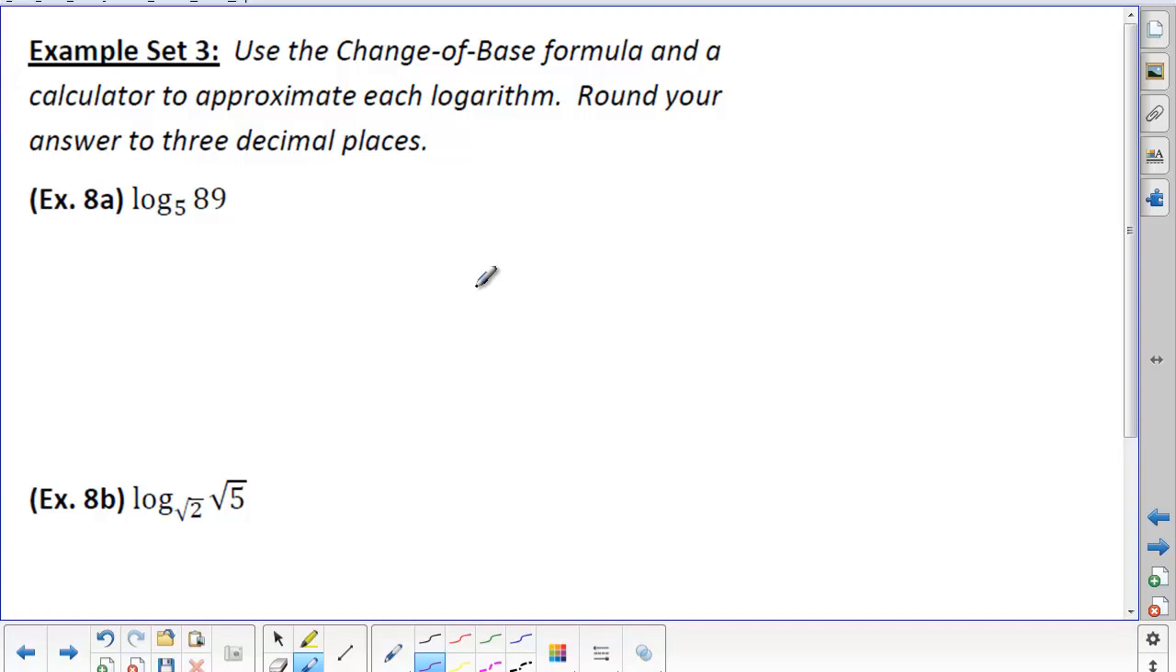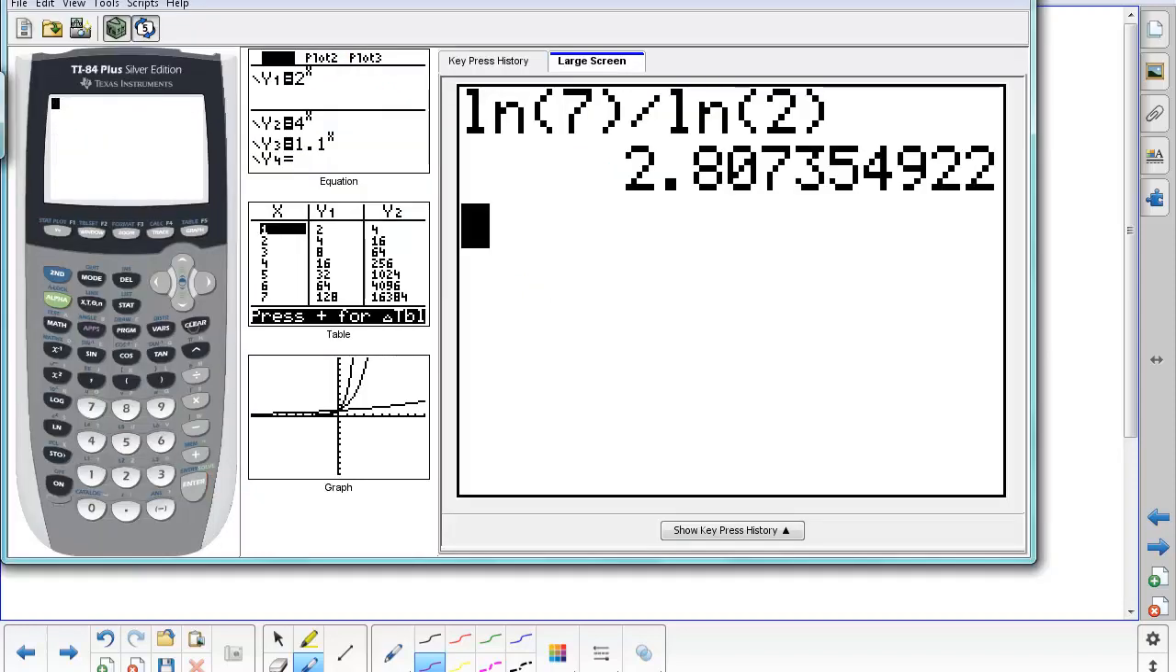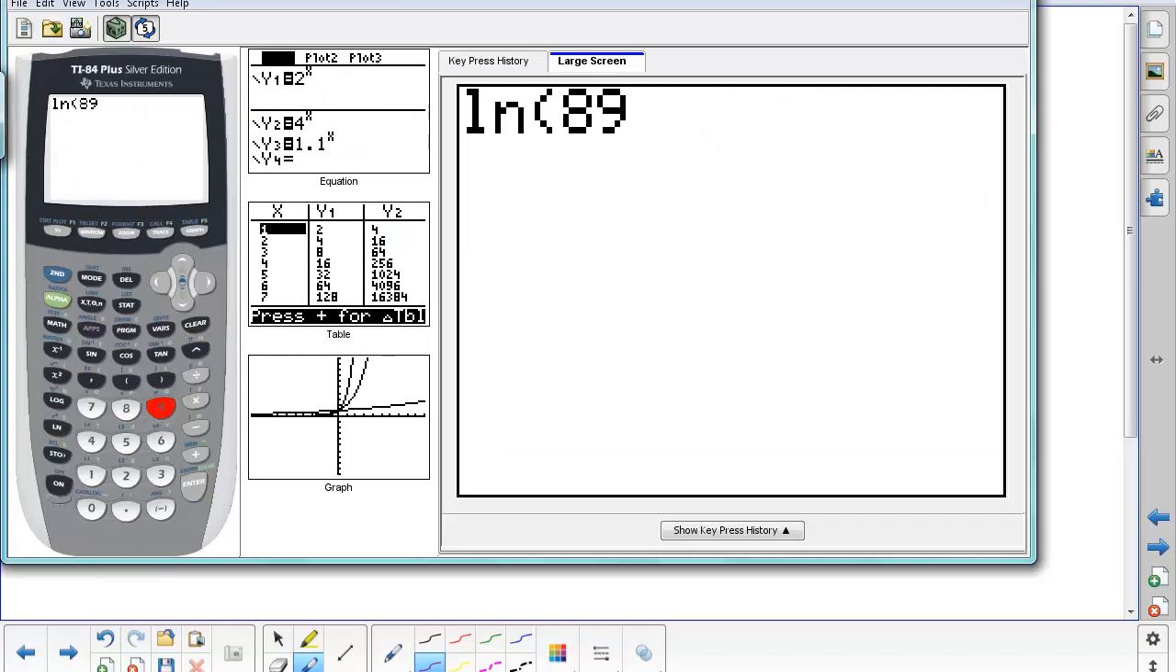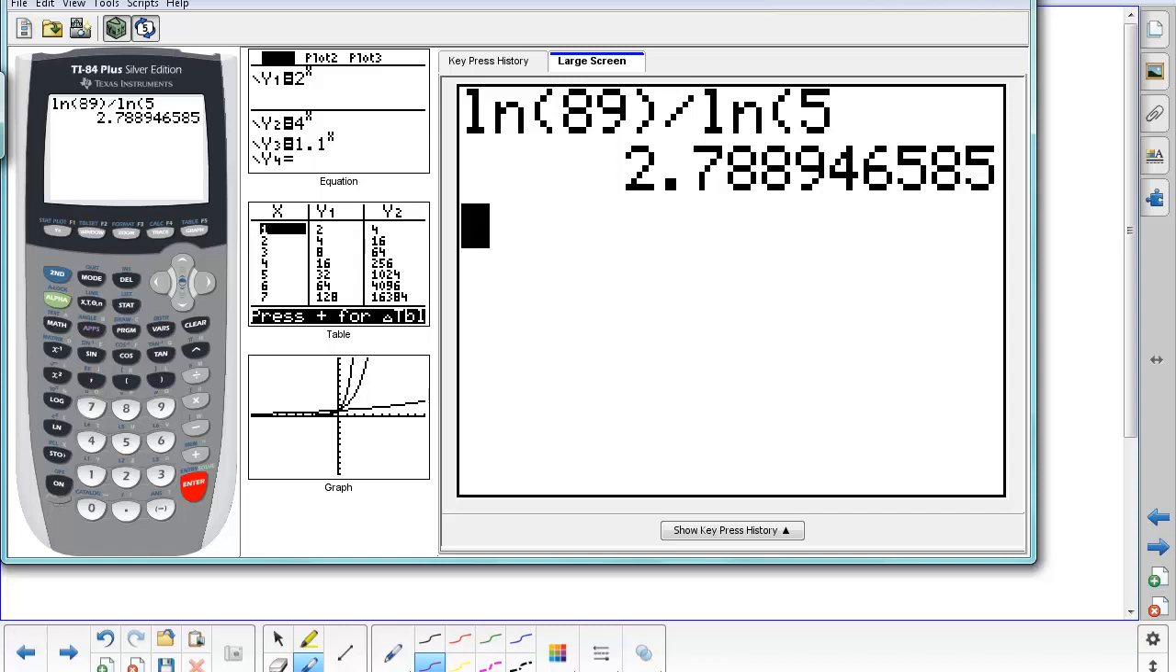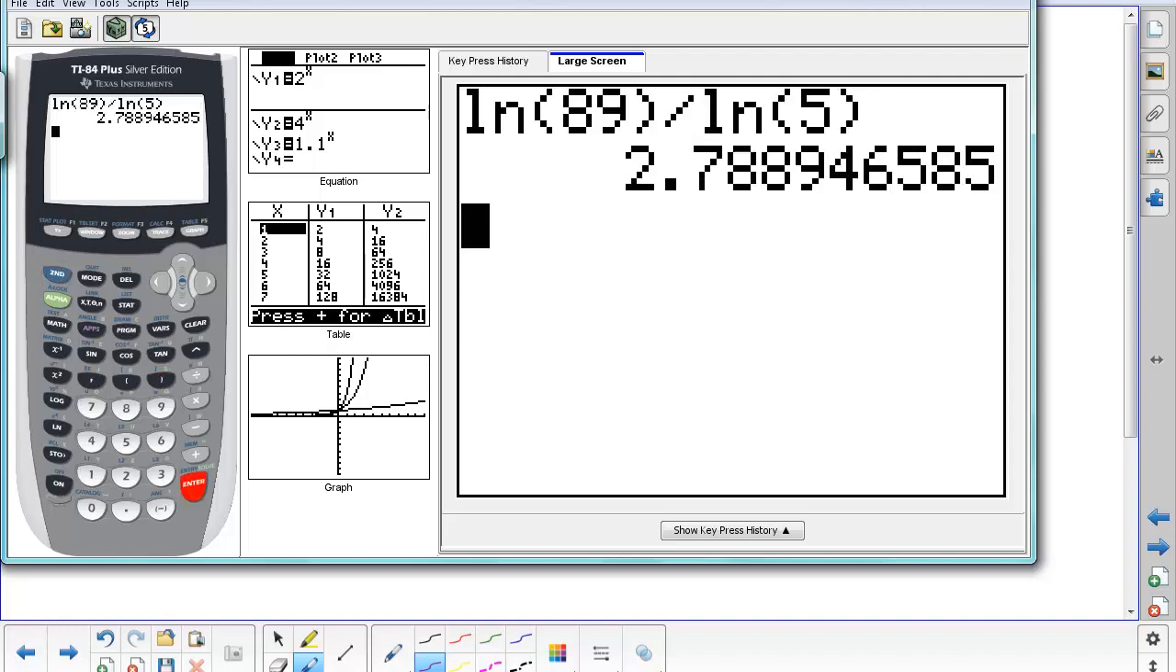Practicing this a little bit: use the change of base formula and a calculator to approximate each logarithm, and round your answer to 3 decimal places. Log base 5 of 89, you can say that's natural log of 89 over natural log 5, or log 89 over log 5. Either one of those works. We can go to the calculator and say natural log 89, make sure you close your parentheses, divided by natural log 5. Whoops, I didn't close my parentheses there. Let me make sure it doesn't change the answer in this case, but it's a good habit to get into. So you get 2.7889.